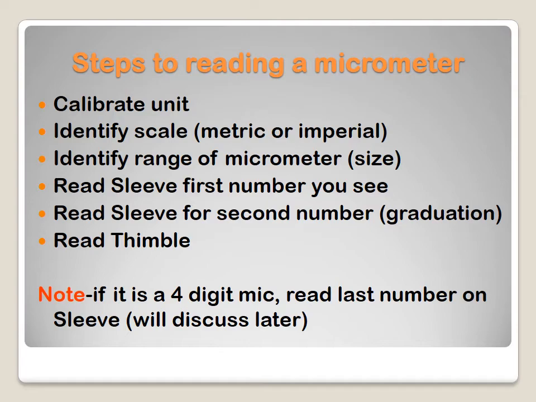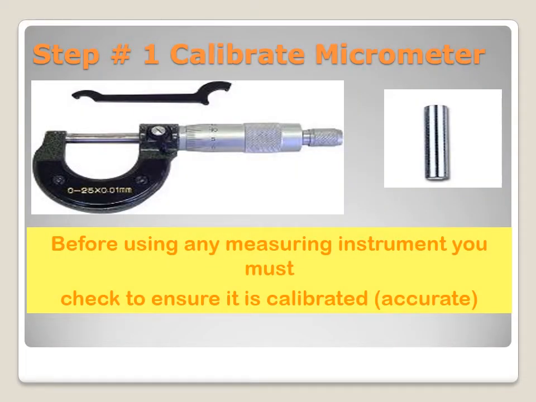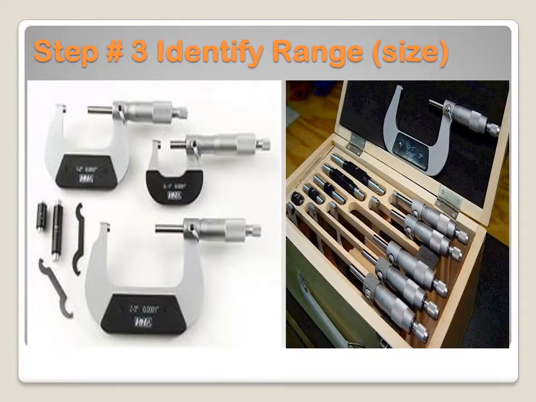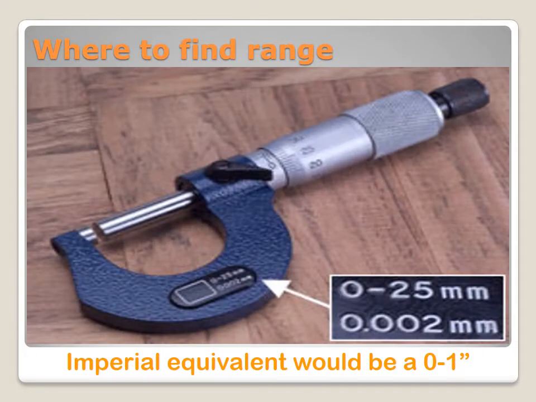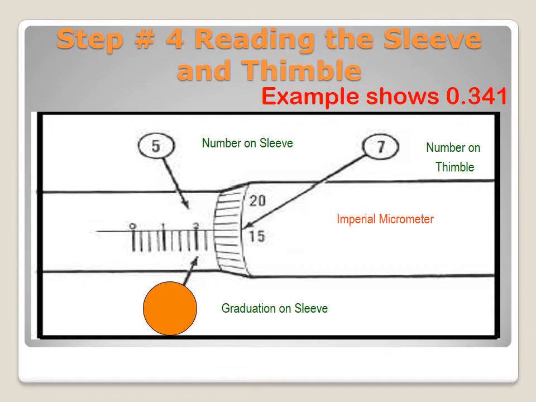Steps to reading micrometer. Step 1, calibrate micrometer. Step 2, identify scale. Step 3, identify range size. Where to find the range? Imperial equivalent would be 0 to 1 inch. Step 4, reading the sleeve and thimble.